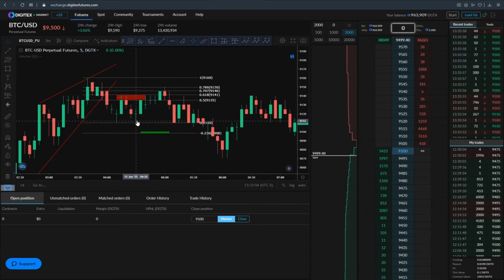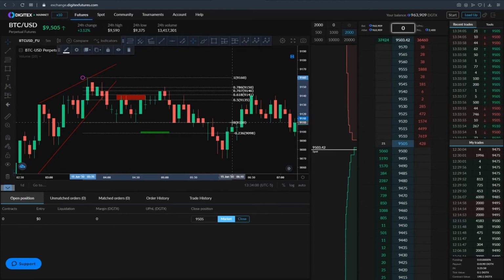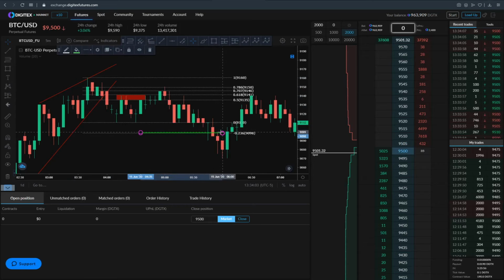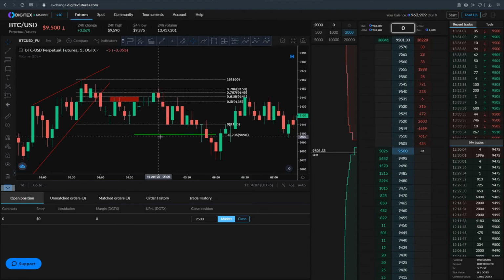You can see we didn't quite make it on this push down. We actually came back up to the 0.786 before we ultimately realized the target down here at the 0.236. And you don't have to target the 0.236. It all depends on what kind of risk to reward you want.